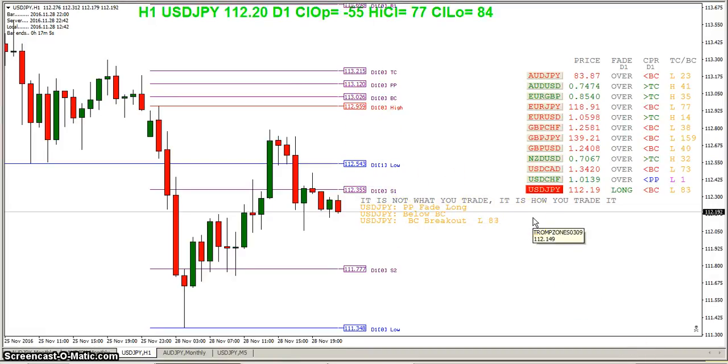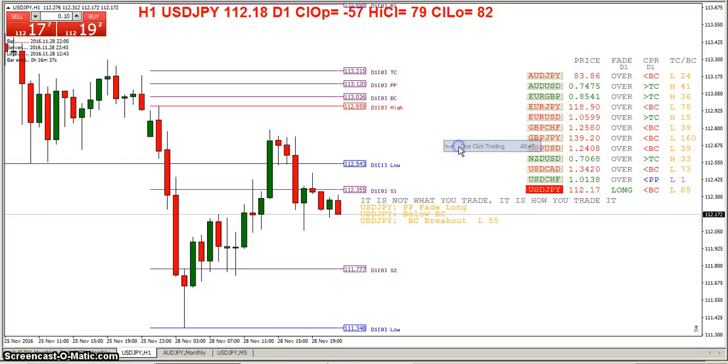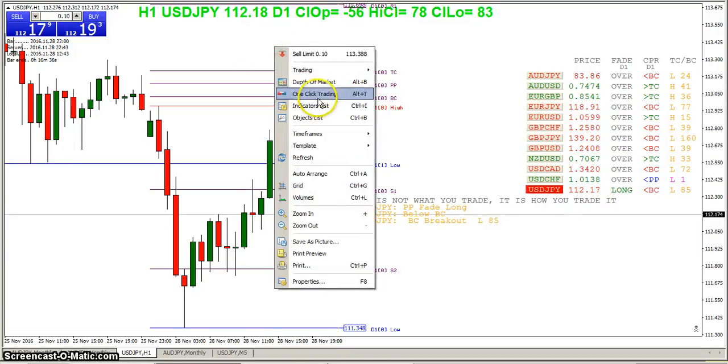It probably won't happen due to the time. We're almost out of time here for the day. So chances are tomorrow it's going to want to come into this area. Okay, so those are those three columns. Once again, the CPR just tells you where price is in relation. The TC/BC tells you how far out. And let me just do one. No, we don't want to put one-click trading on.